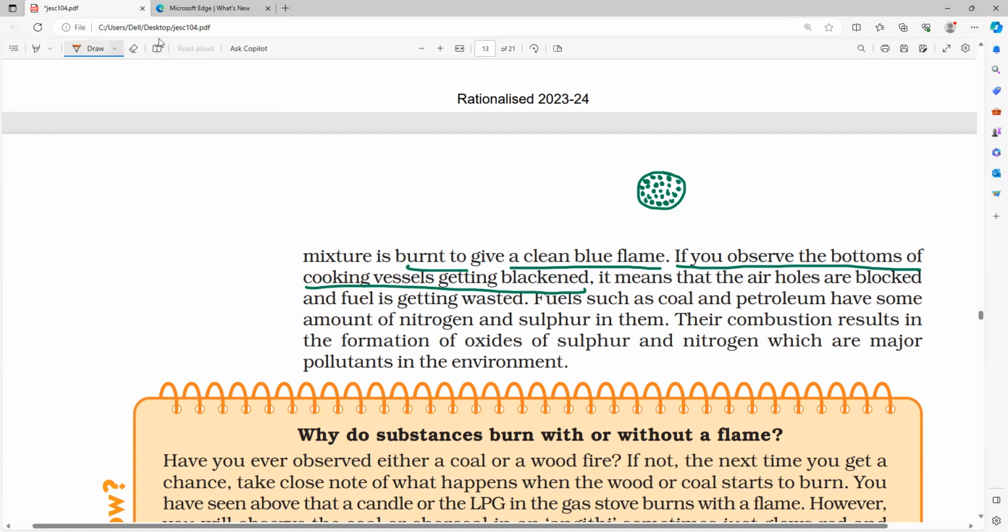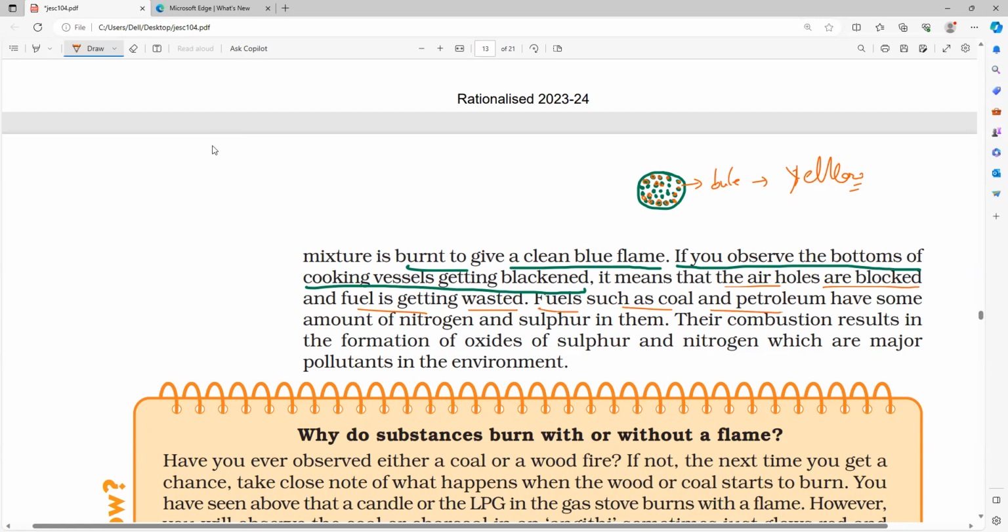Now, you can see it. If these holes are blocked, then you can see your blue flame will turn yellow. In the sense that when the air supply is not sufficient, if there is no proper supply of oxygen, then your gas stove also will produce a sooty, yellow flame. That is why, when the air holes are blocked, the fuel is getting wasted. It is undergoing incomplete combustion. So you have to remember that. Do you understand, everybody? This is also very important.